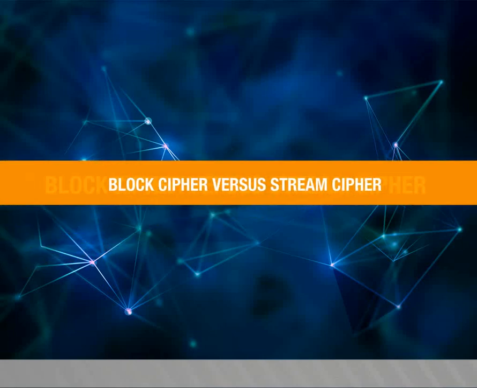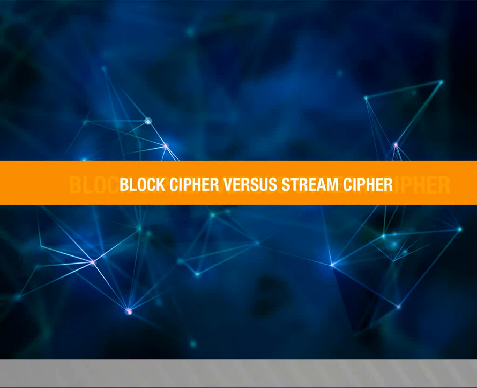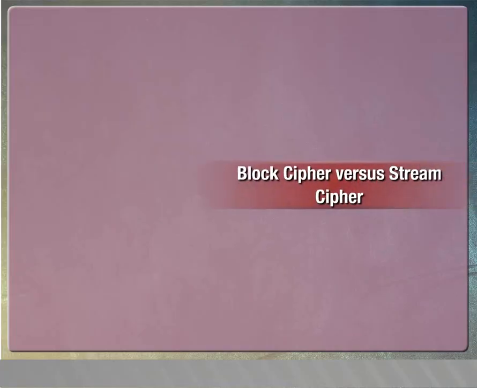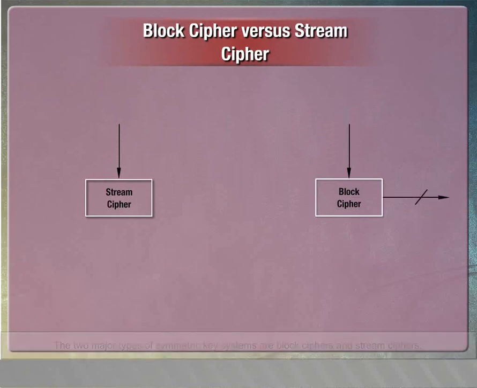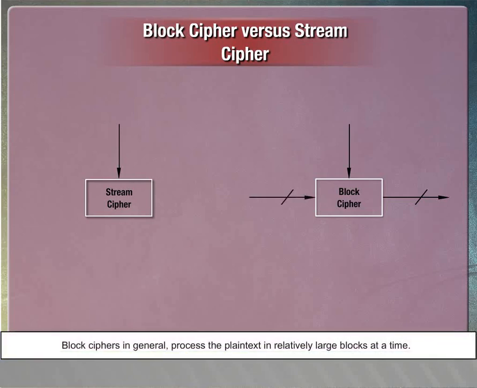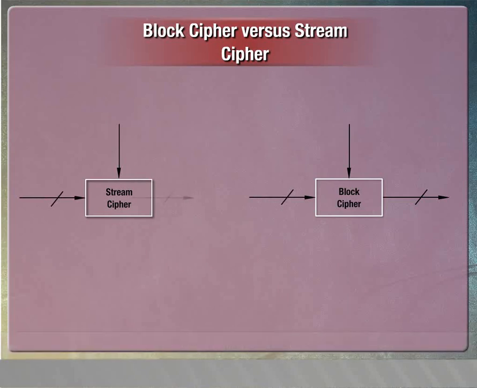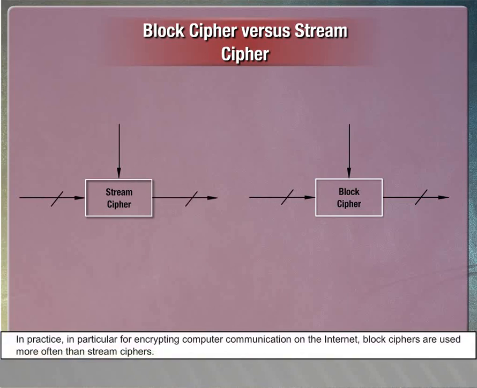Block cipher versus stream cipher. In this video, we are going to see about block cipher versus stream cipher. The two major types of symmetric key systems are block ciphers and stream ciphers. Block ciphers in general process the plaintext in relatively large blocks at a time. In practice, in particular for encrypting computer communication on the internet, block ciphers are used more often than stream ciphers.